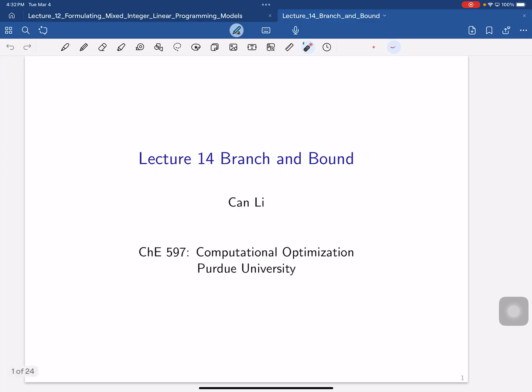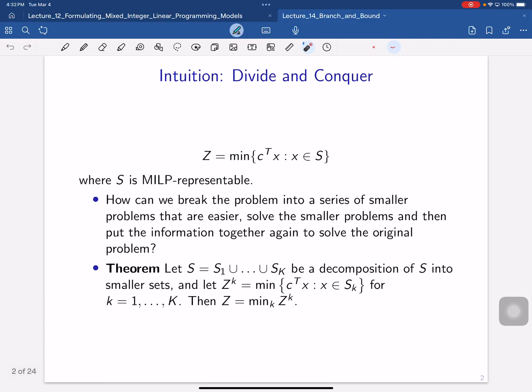So, what is branch and bound? We did that very quickly and showed you some intuition a few lectures ago. The idea is divide and conquer. Let's assume you have a minimization problem, c transpose x subject to x in the set capital S, where S is MILP representable. Of course, you could just enumerate all the possible combinations of binary variables, but that is not efficient.